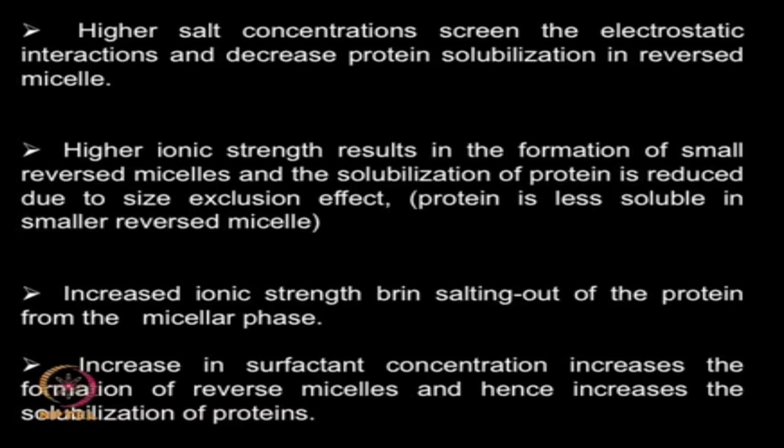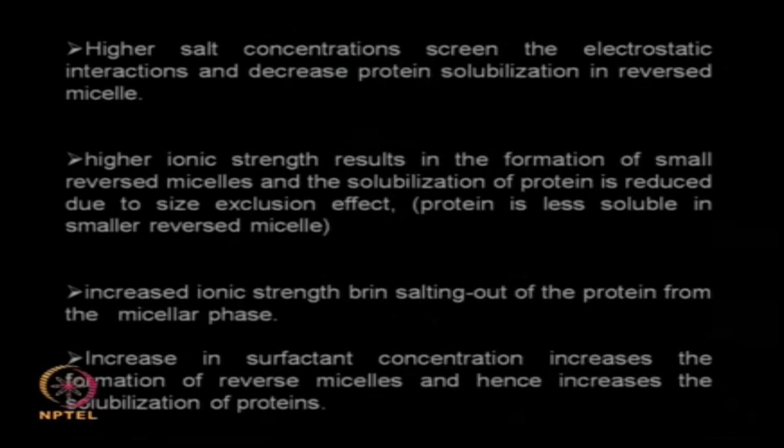Okay. Increased ionic strength, of course, brings out salting out of the protein from the micellar phase. So if I am going to have a very high ionic strength, you know what salting out is, the solubility of these ions will reduce the solubility of the protein, so the protein solubilization decreases actually. Increase in the surfactant concentration is going to increase the formation of reverse micelles, so I am going to increase the solubilization of the protein. But of course you need to consider the economics of the entire process. Do I need to put in a lot of surfactant, or can I afford to waste a lot of surfactant? So you need to consider all these points actually.